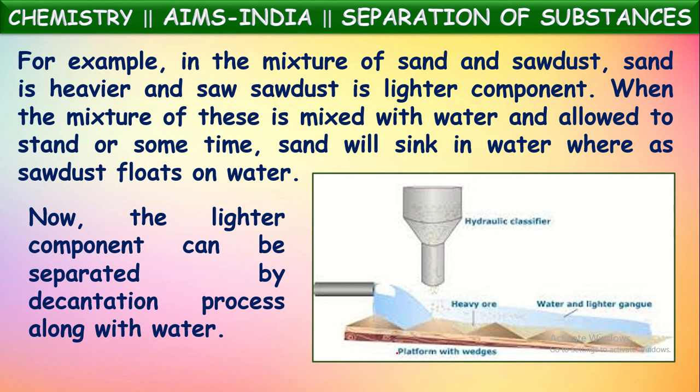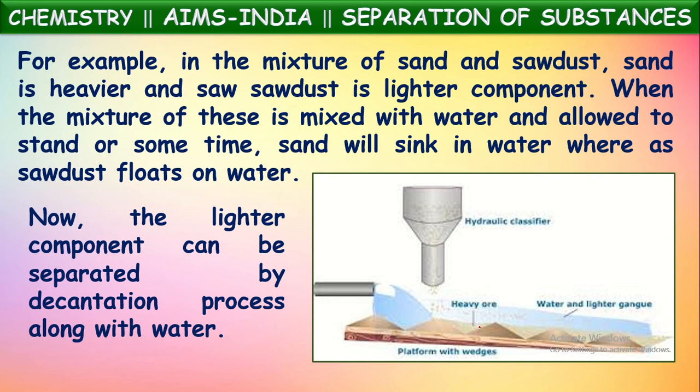The mixture of these two will be poured on a platform with wedges, ups and downs, and water will flow on it. Now, if this mixture is flown on this, the heavier component, like sand, will be fixed in these wedges, whereas the lighter component, like sawdust, will flow along with the water. So, water and lighter gangue particles will flow away, whereas heavy particles will remain in these wedges. In this way, lighter components and heavier components can be separated by using this gravity technique.